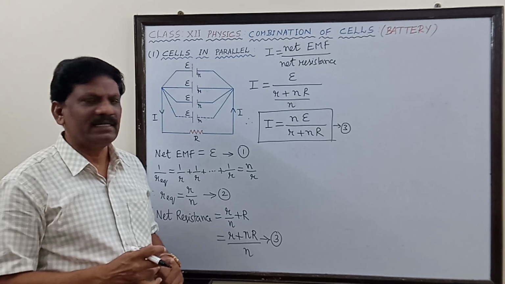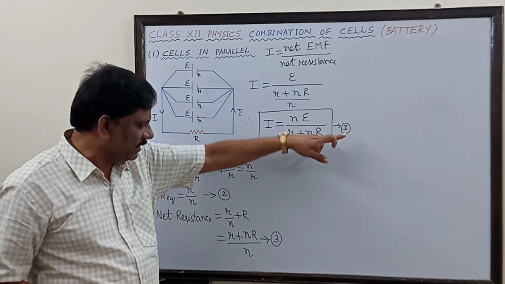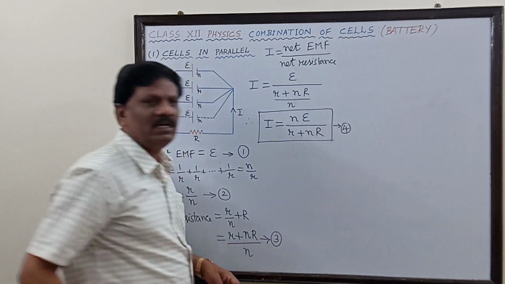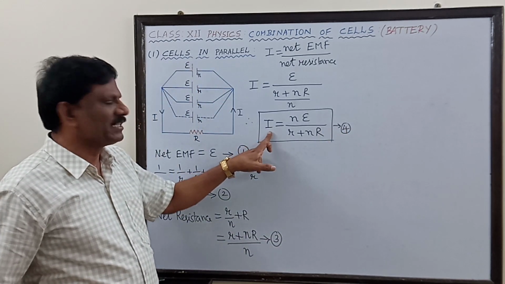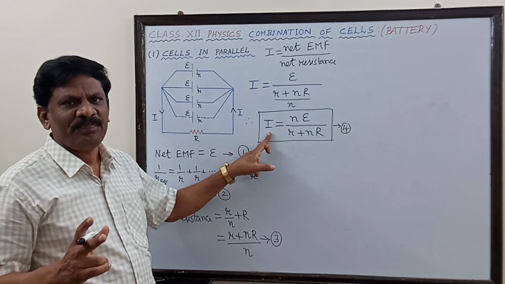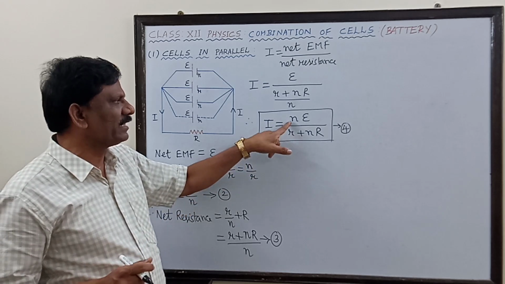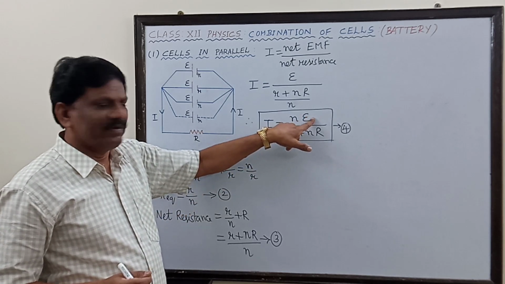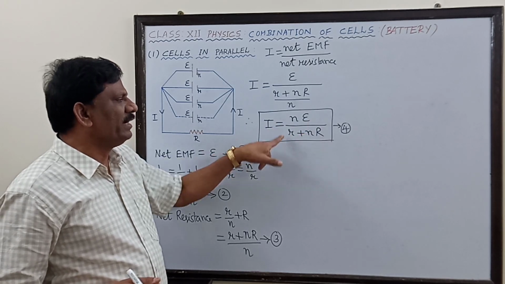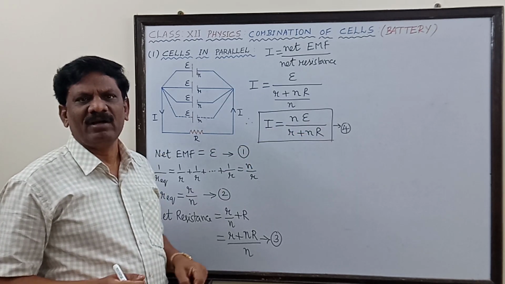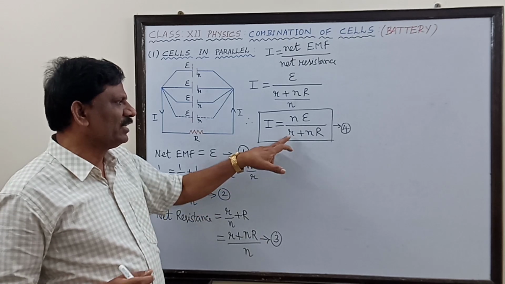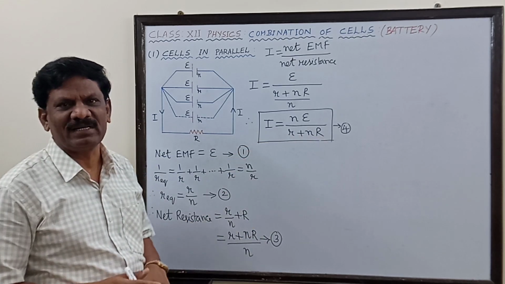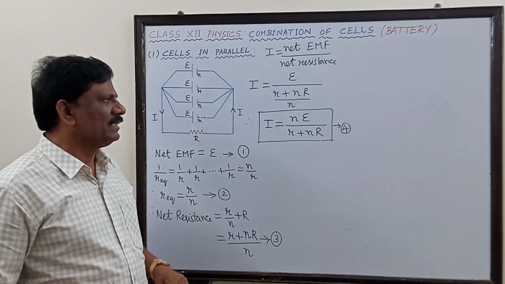Now, did you notice the third equation? The third, I can call it as fourth. Already third is existing. Okay, the fourth equation. Now, this similar expression we have derived for the cells in series. There we got the expression current is equal to n times EMF divided by small n times r plus capital R. But here the reverse is coming in the numerator: small r plus n times capital R. This is the only difference you can remember. Understand that? Now the special cases.